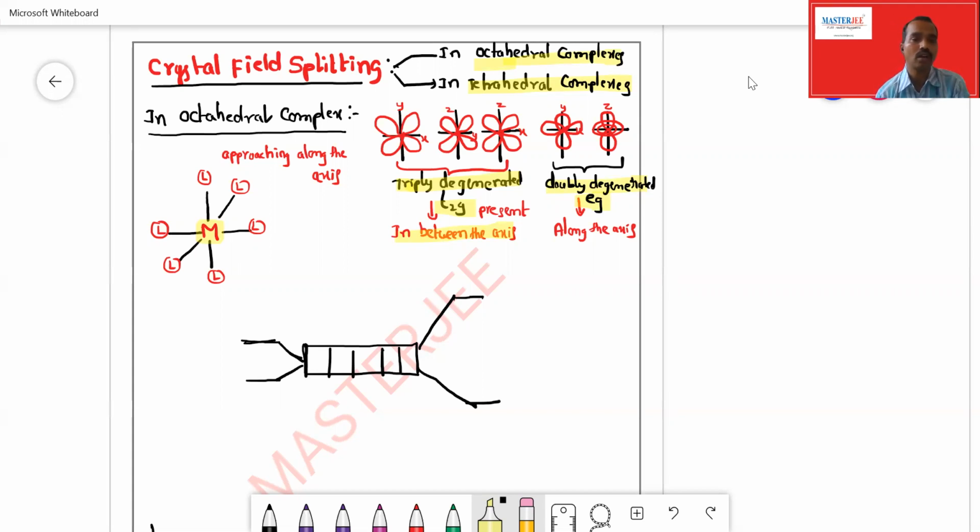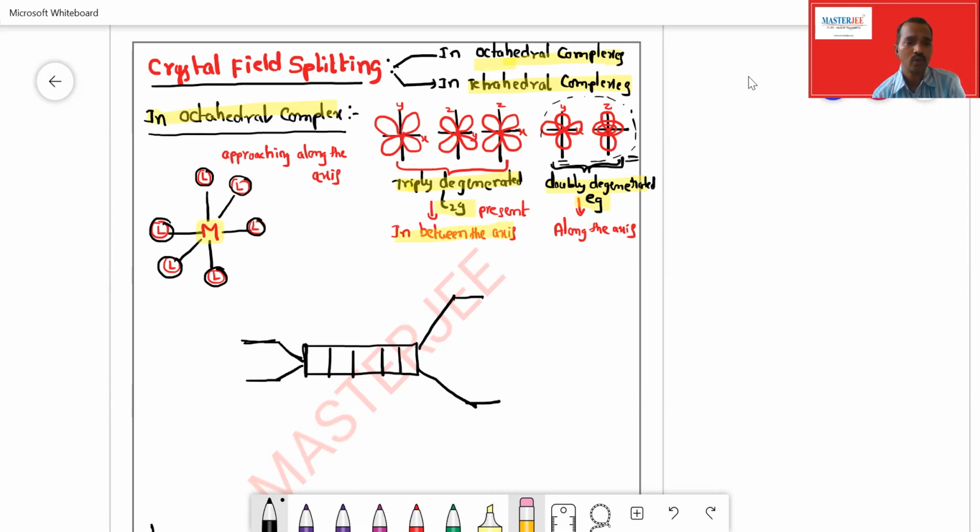Okay, now in octahedral complex we'll see how the splitting will take place. For example, see here in octahedral complex, the central metal atom will be like this and its d orbitals will be like this. Here in octahedral complex, all the ligands are approaching along the axis only. They will approach towards the central atom. Along the axis, what orbitals are we having? Along the axis we are having two d orbitals. What are those? dx²-y² and dz². These are present along the axis.